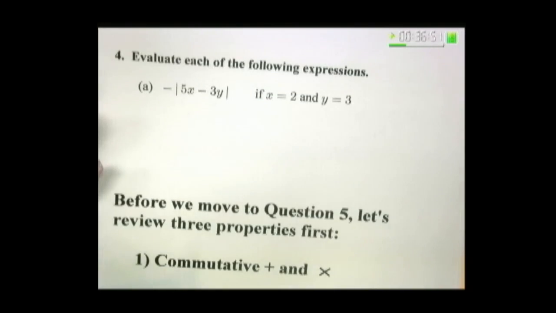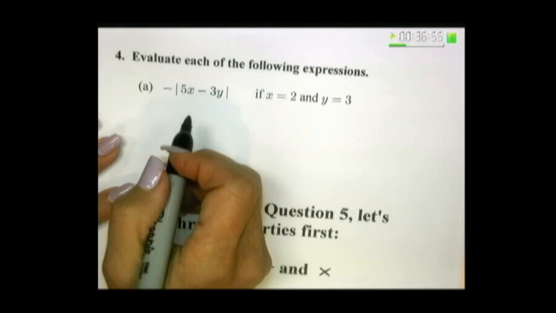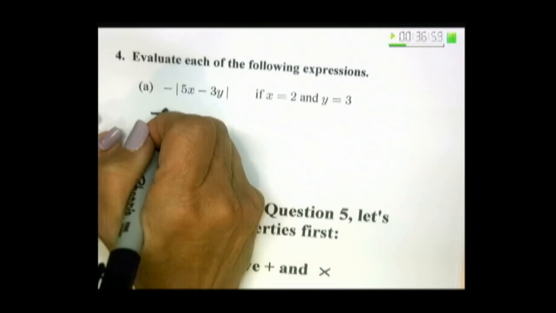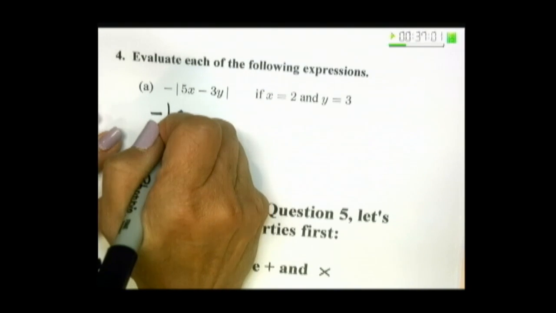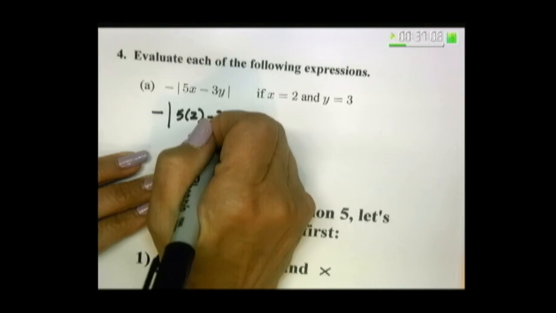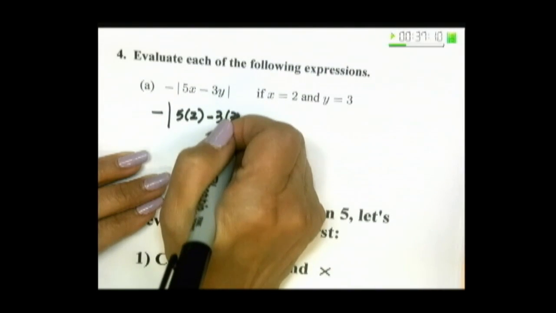Let's be sure. Let's check it. So we need to say that x is 2. So I'm going to rewrite this and I'm going to say negative, the absolute value of 5 times 2. I'm going to substitute in 2 for x and 3 for y. Minus 3 times 3.